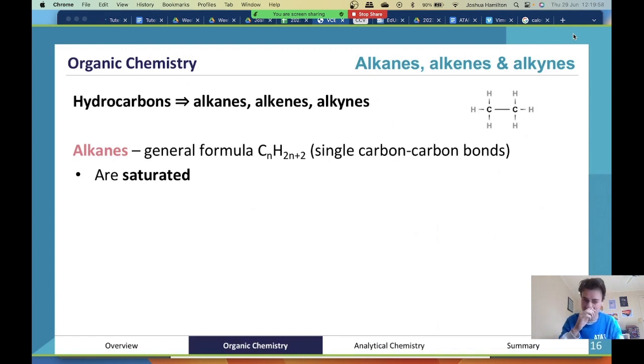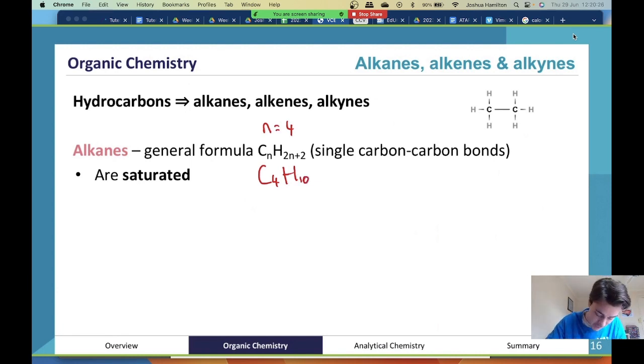So, alkanes. Alkanes have a general formula of CnH2n+2. Now, what does that mean? If I have a 4 carbon molecule, so N equals 4, I say C4. If I'm an alkane, it has to be 2 times 4 plus 2 hydrogens. So 2 times 4 is 8, plus 2 is 10. So that fits into my alkane series.